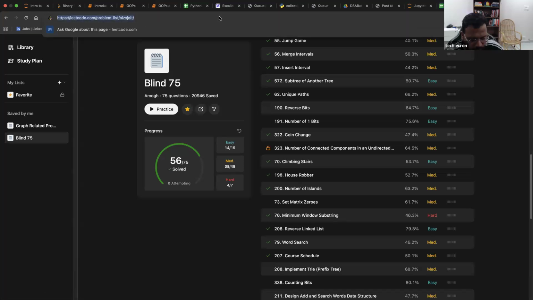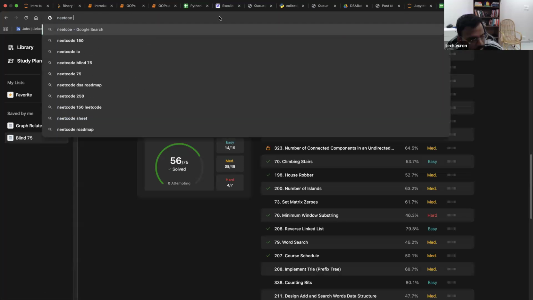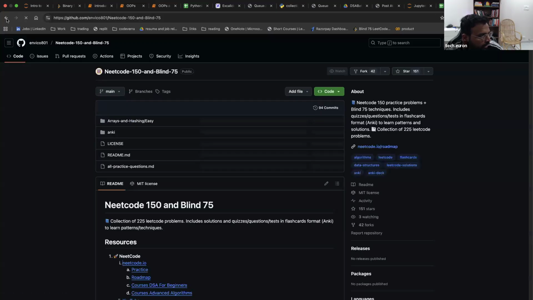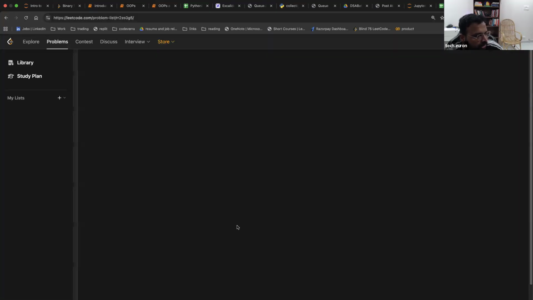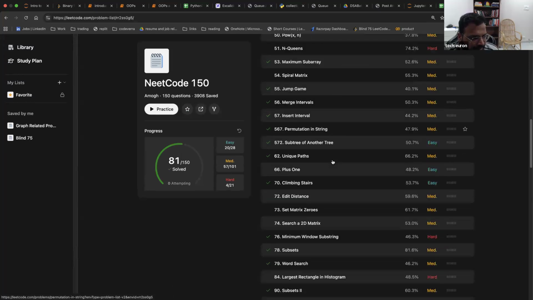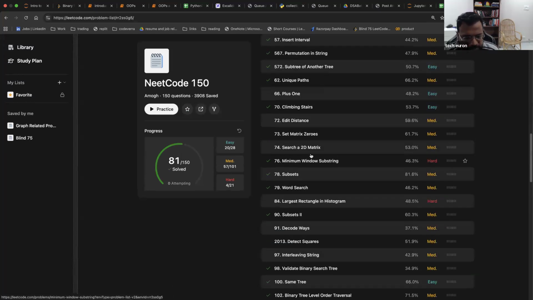Similarly, there is NeetCode 150. NeetCode 150 is also a list of 150 questions. Usually what people do when they are learning DSA is solve this NeetCode 150. The Blind 75 questions are included in this, plus there are some more questions.